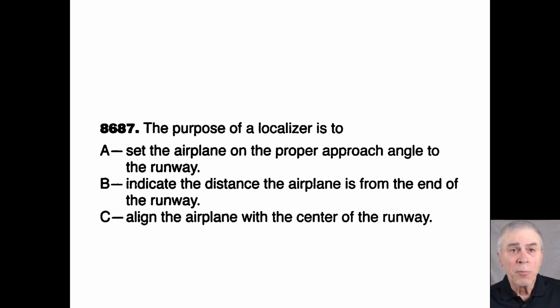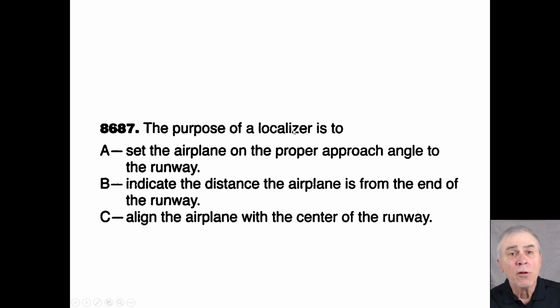All right. The purpose of a localizer is to A, set the airplane on the proper approach angle to the runway. B, indicate the distance the airplane is from the end of the runway. Or C, align the airplane with the center of the runway. We're talking a localizer. A says approach angle. Now, that's not exactly what a localizer is, but that might be more of what the glide slope is. So if you think of glide slope as an angle, you won't actually get them mixed up.